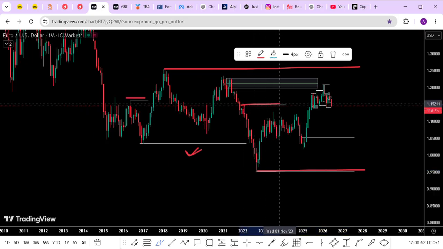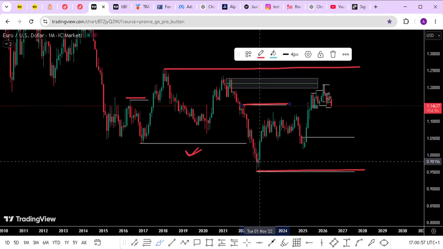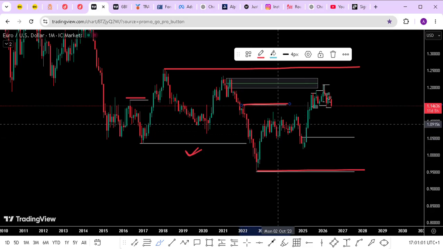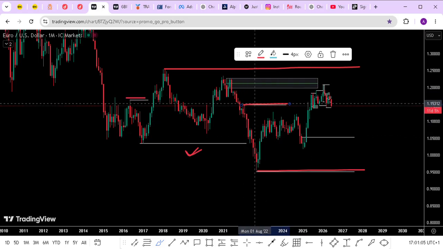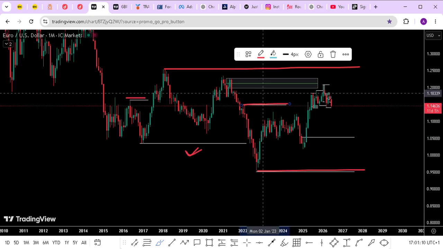So we look for the last pullback, and you can see all this drama for many months, from October 2022 to February 2025, about two years. The market was just trying to come to this level in the higher time frame. If you don't understand that, you will be frustrated.